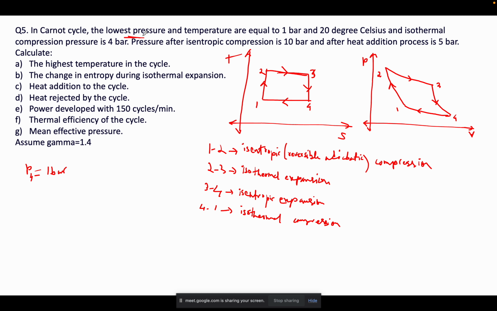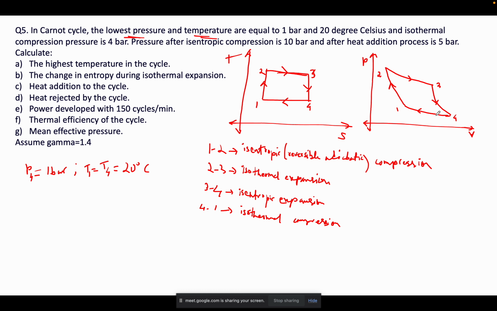Okay, then the lowest temperature is given to us, and the lowest temperature is 20 degrees Celsius. You can see in the T-S plot the lowest temperatures are T1 and T4, because 4 to 1 is an isothermal process, so whatever temperature is at 4 is the same at point 1. So T1 is equal to T4, which is 20 degrees Celsius. Got it?